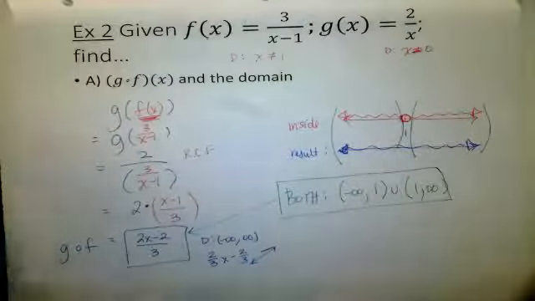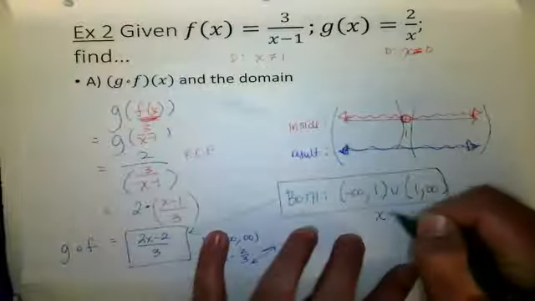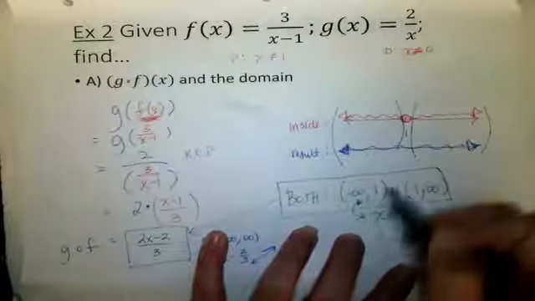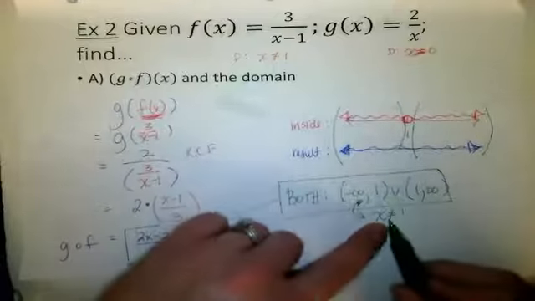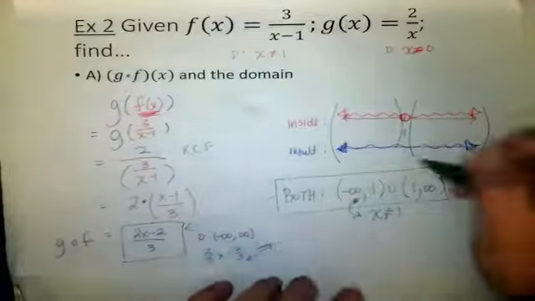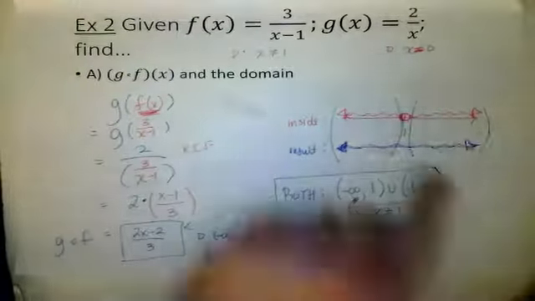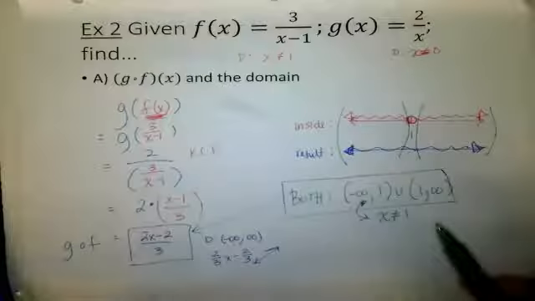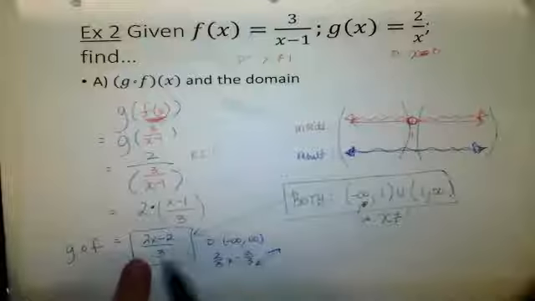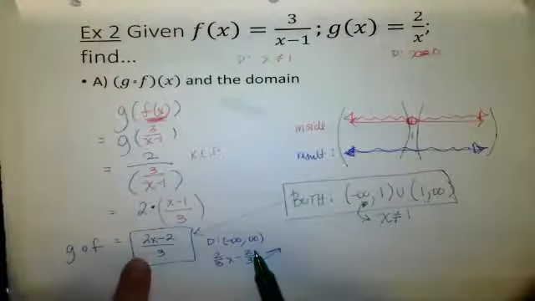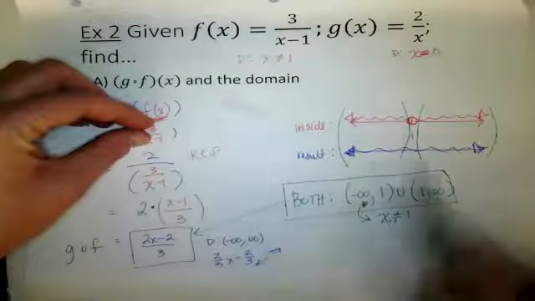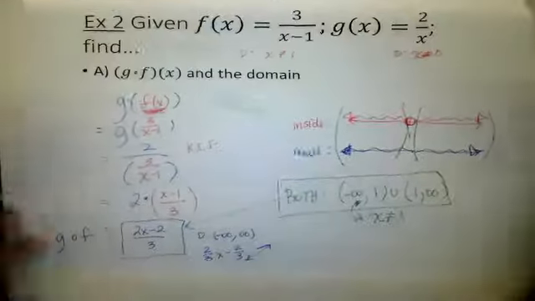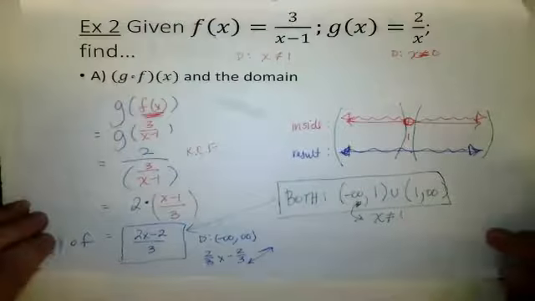So another way you could write this is we could say x is not allowed to equal 1. These two statements mean the same thing. This is the short way, and this is the longer way. This is the comparison, because this looks really nice and neat, an easy domain, but it actually came from something that had a smaller domain. So we have to go with the smaller domain.